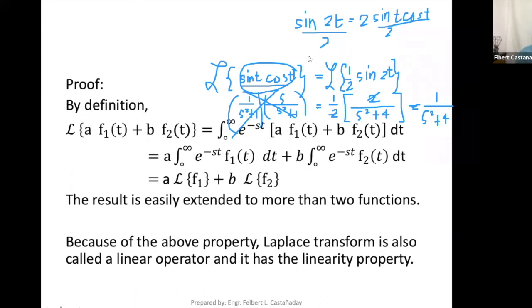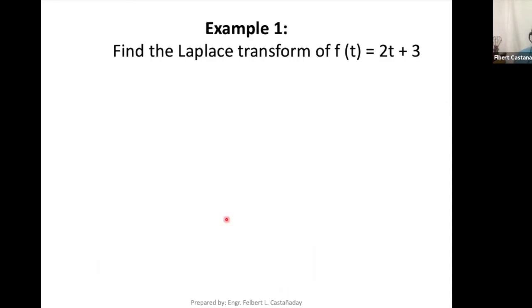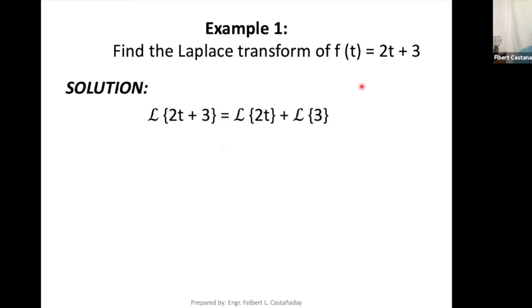You can only get the Laplace of each of the terms. For example, if there are 3 terms, take the Laplace of the first term plus the Laplace of the second term plus the Laplace of the third term. Again, this can be extended to more than 2 terms. So we have the first example here. Find the Laplace transform of the function f of t equals 2t plus 3. This function has 2 terms. Then what we can do here is to take the Laplace of the first term plus the Laplace of the second term.